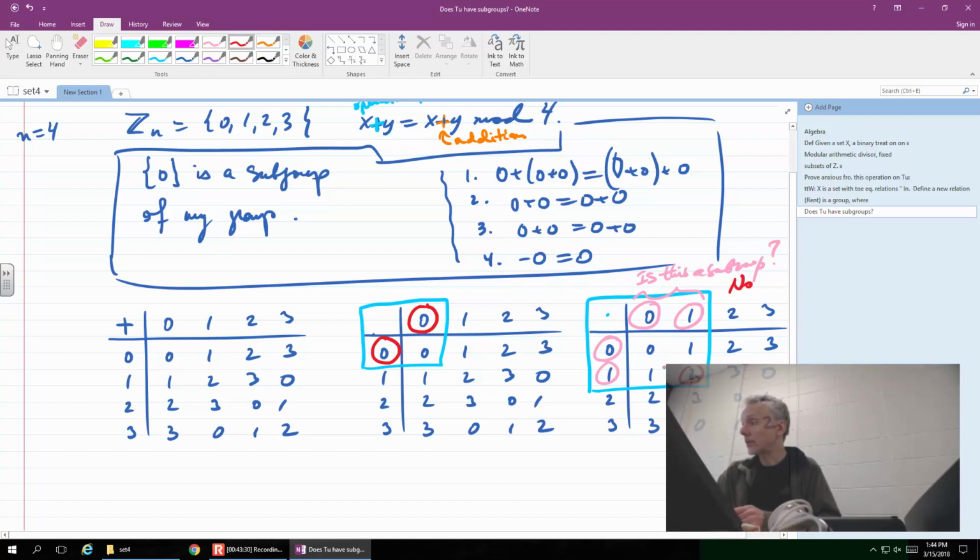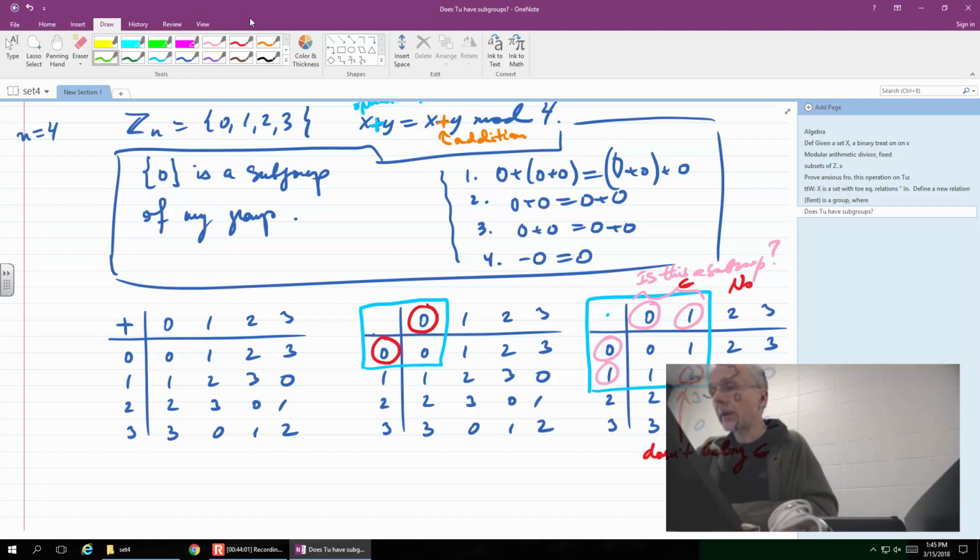No, because of this 2. The problem with 2 is that it does not belong to this, let's call it G, hypothetical subgroup. Turns out that we added 2 elements within that subset, but they did not produce an element of that subset. So it's not a subgroup.